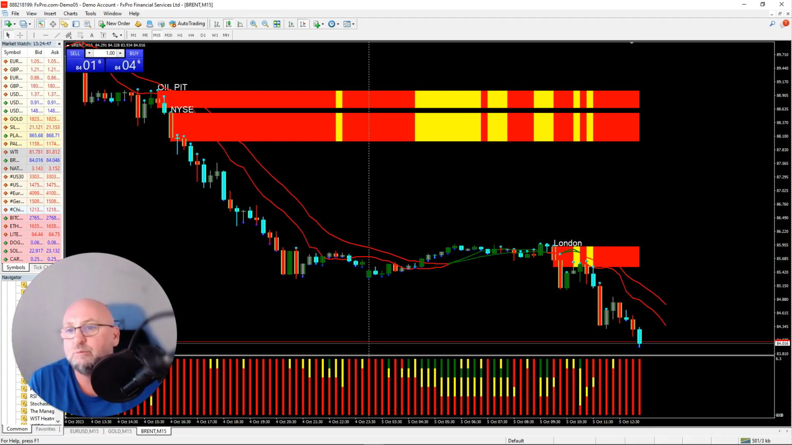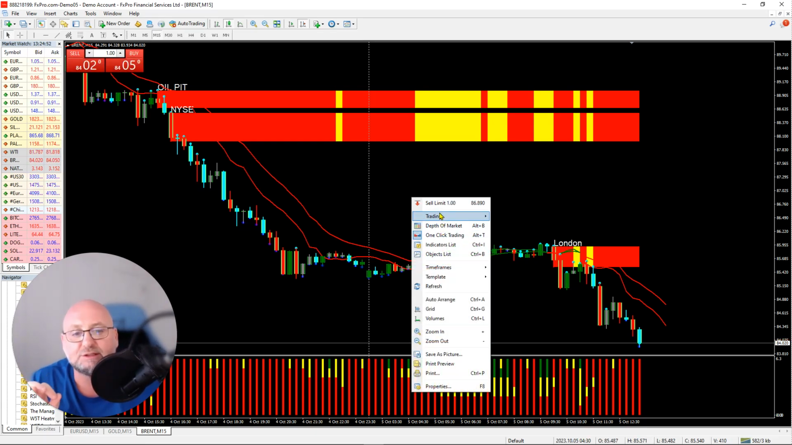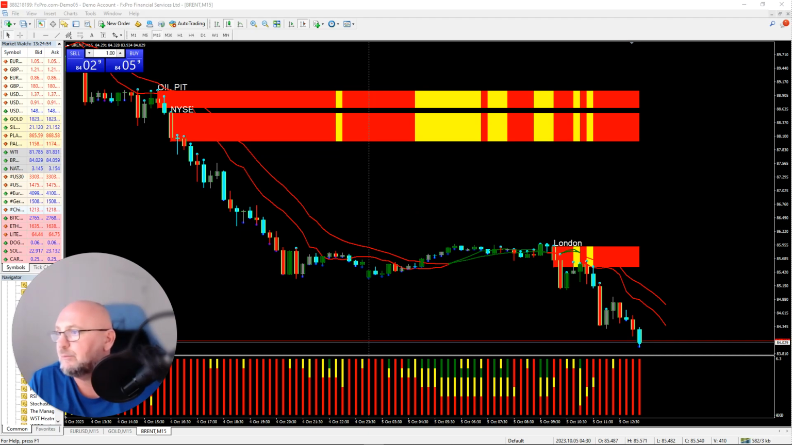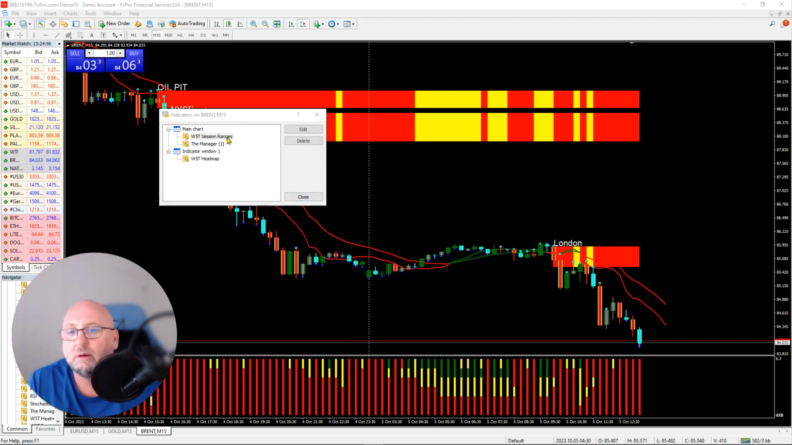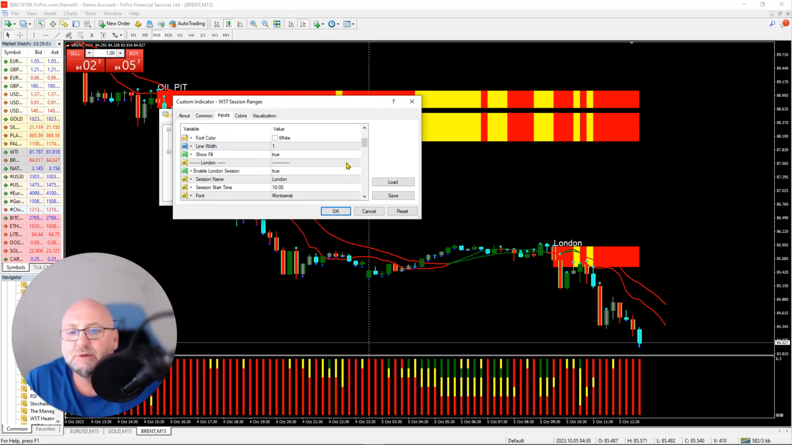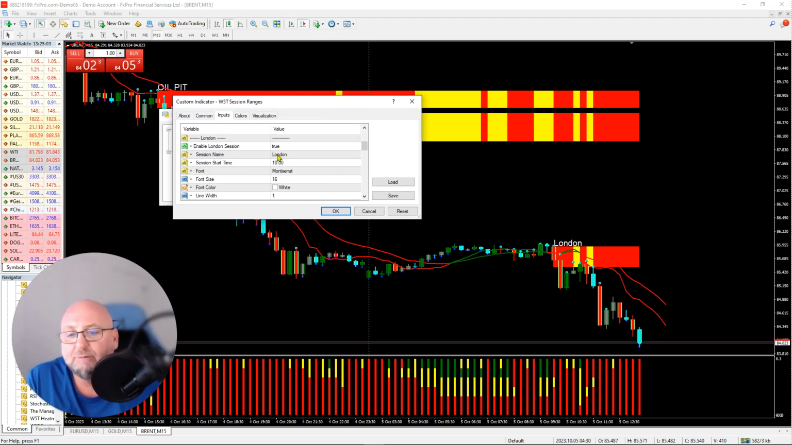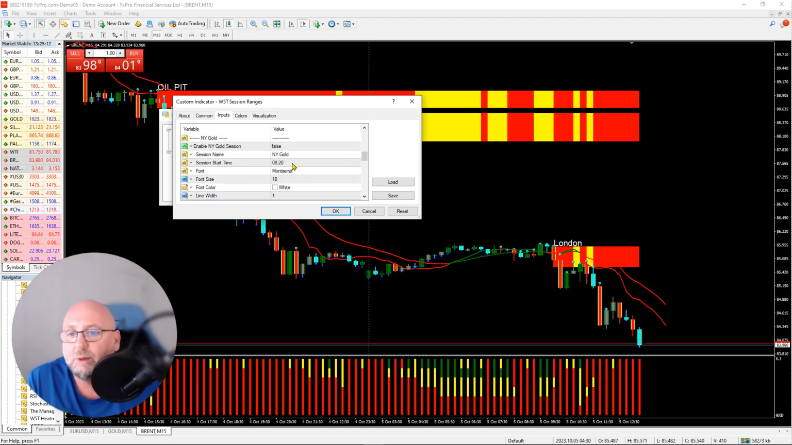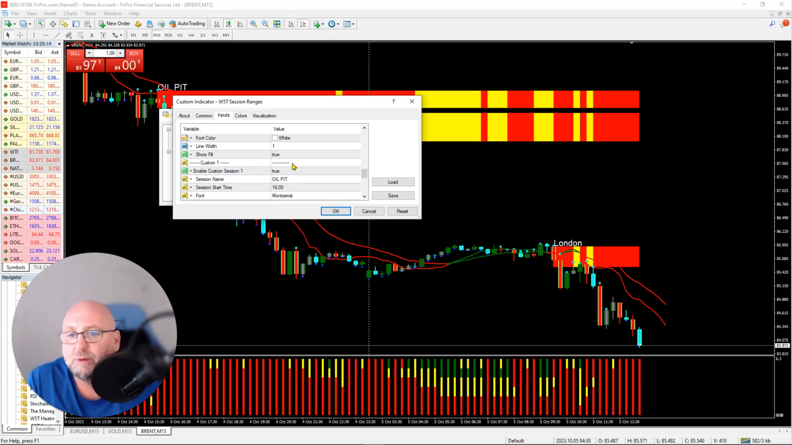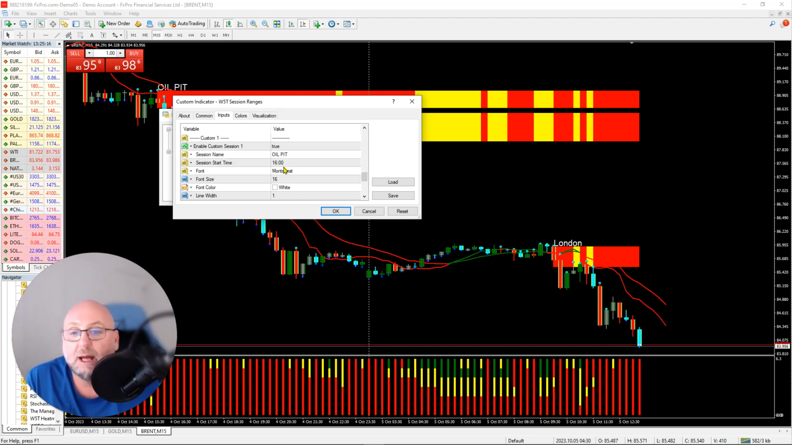So you've got to make sure you understand where that time is, because if I go to the settings on the session ranges, some of the things we really want to understand is that we have the London open at 10 a.m. for this time, which is 9 a.m. London time. So this is GMT that we're currently on. We have the oil pit open. So that's 9 a.m. Eastern time in the US.